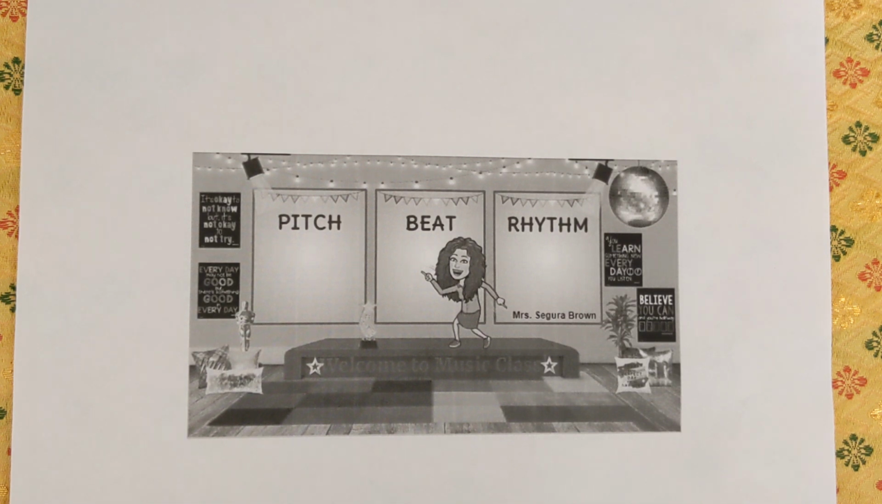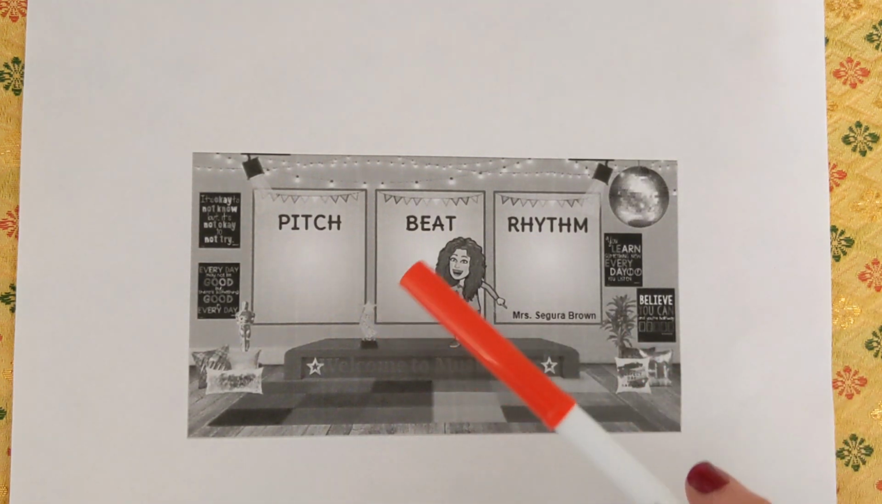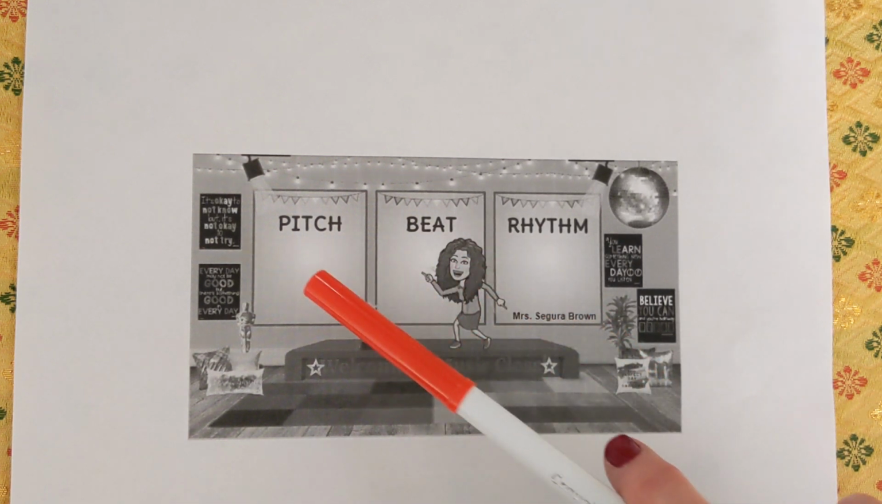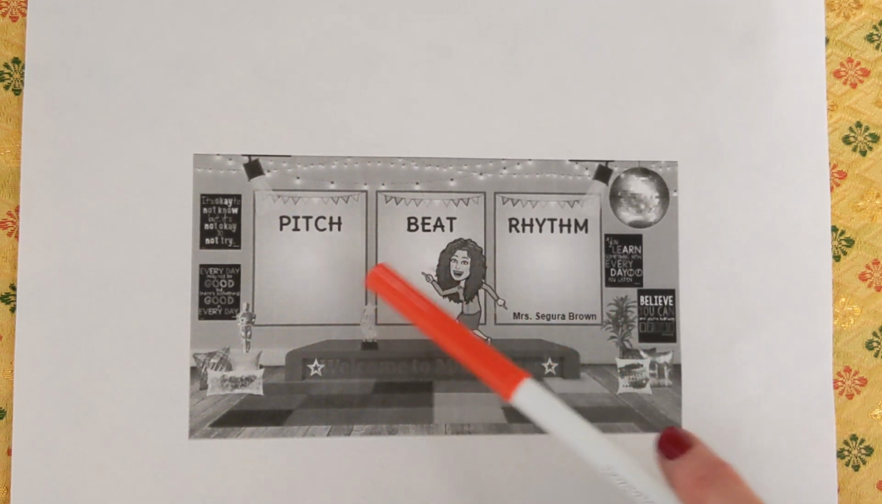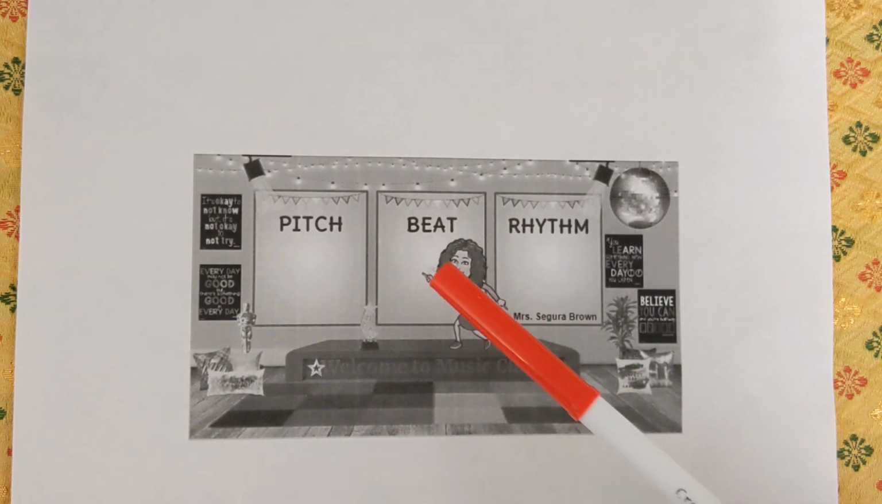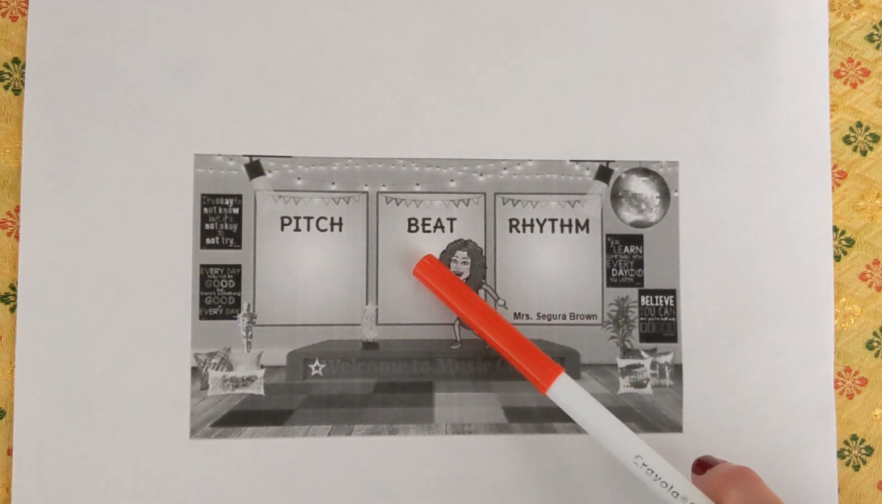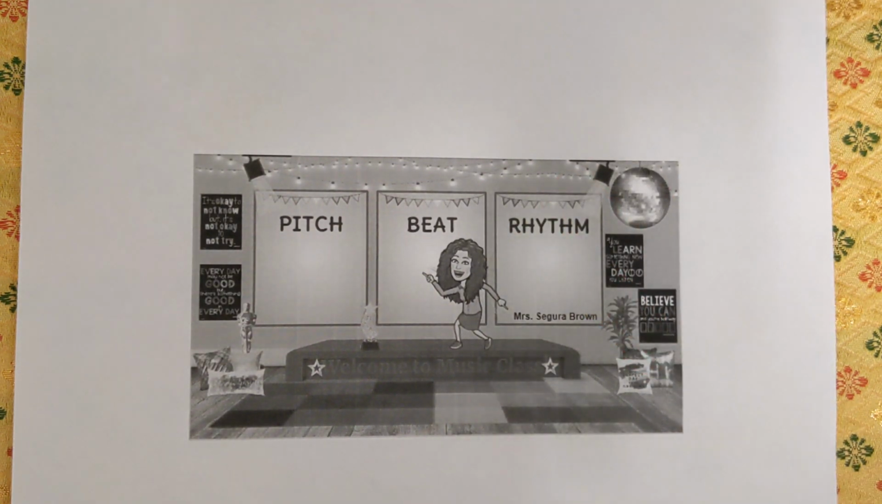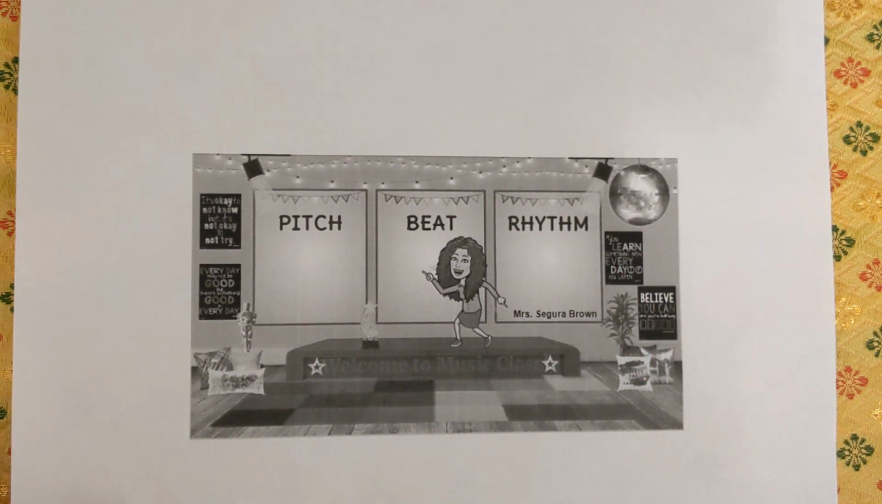Okay, this assignment is about the relationship between beat and rhythm. Now you know these are the three big things of music: pitch, beat, and rhythm. And in this assignment, you have to understand the relationship between beat and rhythm. They are not the same thing. You know that. So this is about their relationship. And you know about relationships. They're complicated.